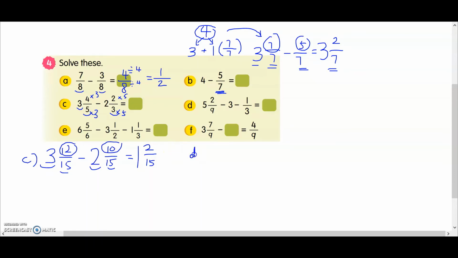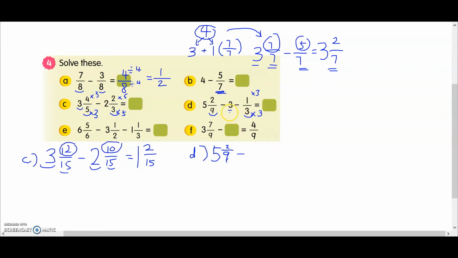Okay, for D, we have 9, we have 3, and we have a round number. So we make all of them to 9, because 3 we can change to 9. How do we do that? We times 3. Okay, you follow the big number. So 3 you times 3, it becomes 9. So the first one is 5, 2 over 9.